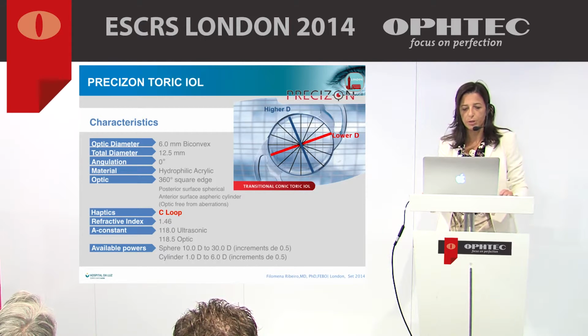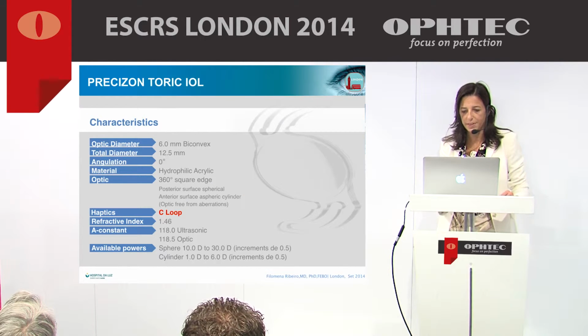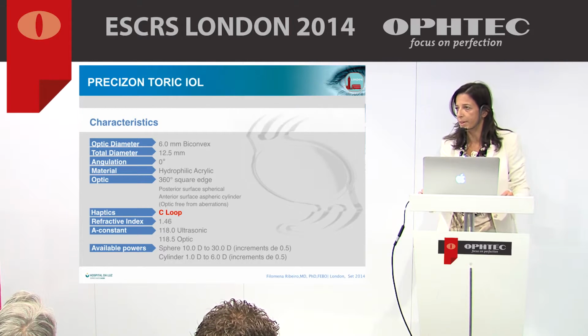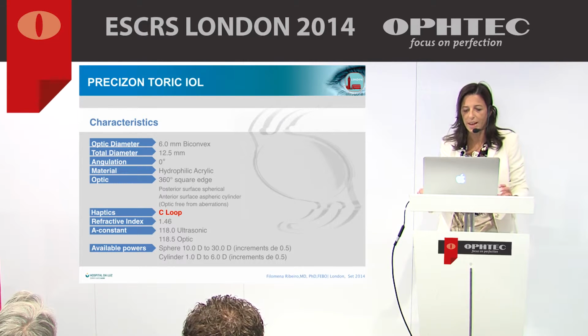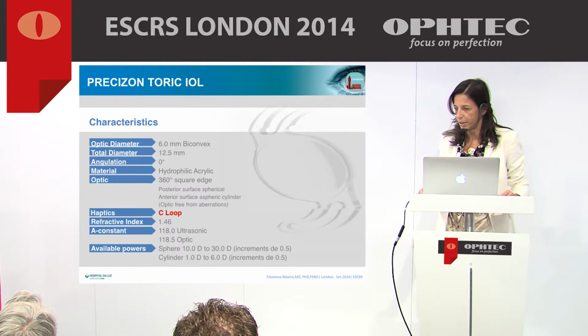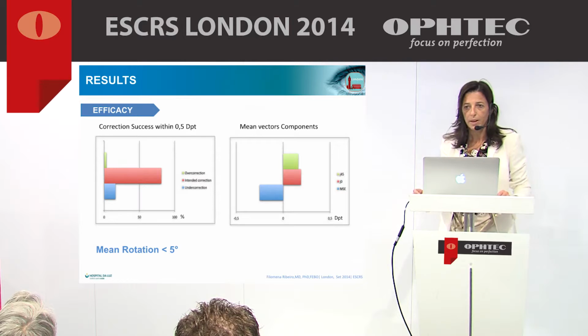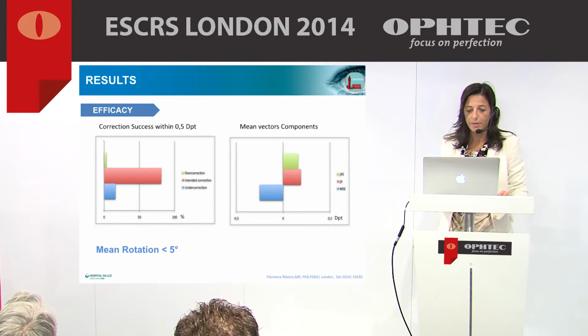Also, closed-loop haptics are a new addition to the toric IOL market. The loops have a second insertion on the IOL, and this anti-vaulting haptic technology is designed to reduce the effect of capsular compression and gives IOL stability. We started to implant this lens last year, and we have so far very good results.